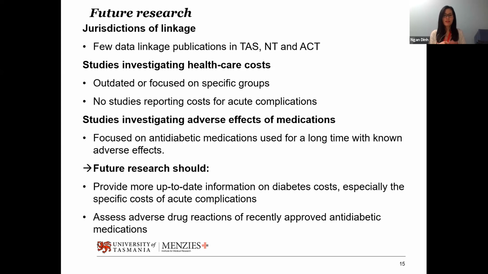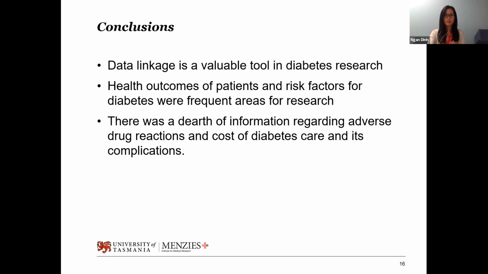And in terms of adverse effects of medications, studies focused on anti-diabetic medications used for a long time with known adverse effects. And in the future, it is expected that there will be more research providing more up-to-date information on diabetes costs, especially specific costs of acute complications, and studies assessing adverse drug reactions of recently approved anti-diabetic medications.